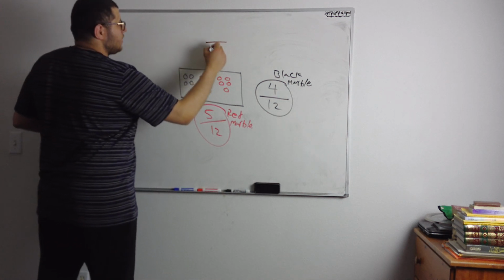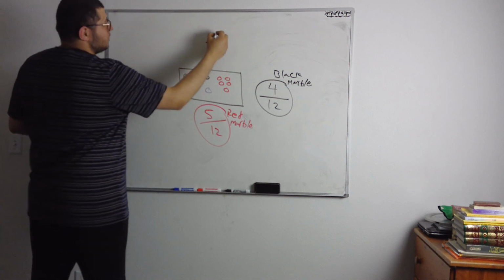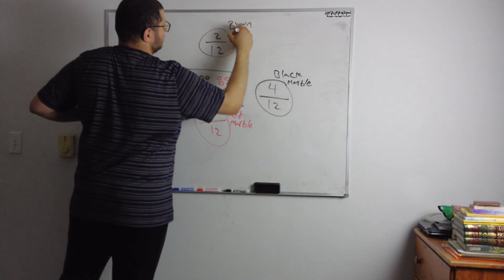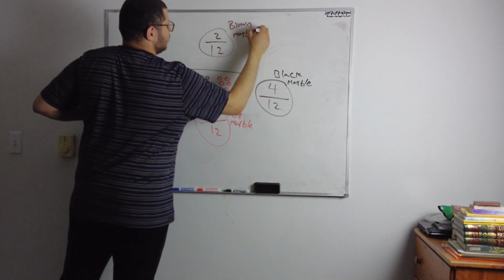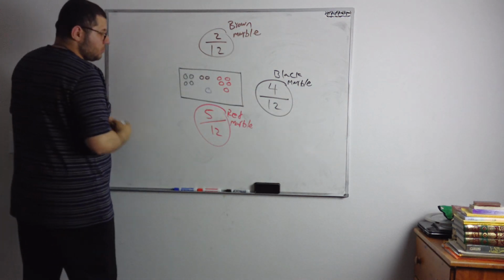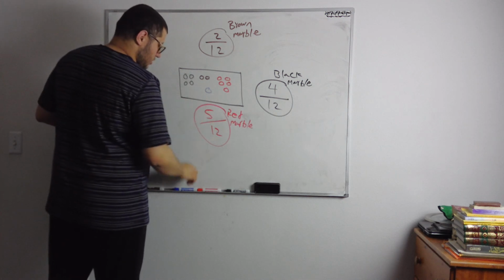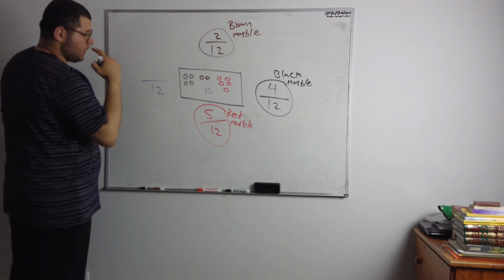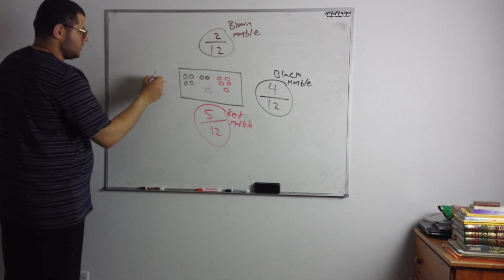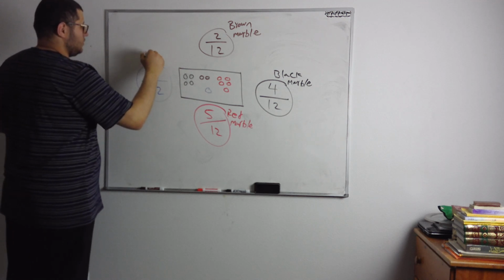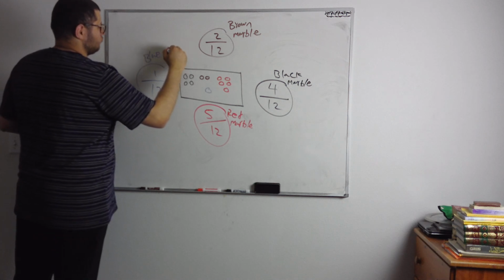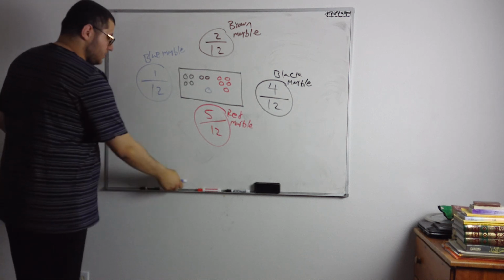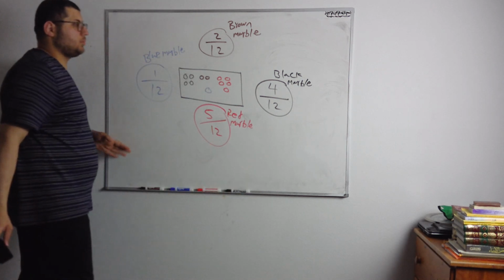Now, what is the probability I'm going to pick a brown marble? Again, still out of 12. How many brown? 2. So 2 out of 12. What is the probability I'm going to pick a blue marble? Still out of 12. How many blue marbles? 1. So 1 out of 12. So this is all a recap on how to find a simple probability.